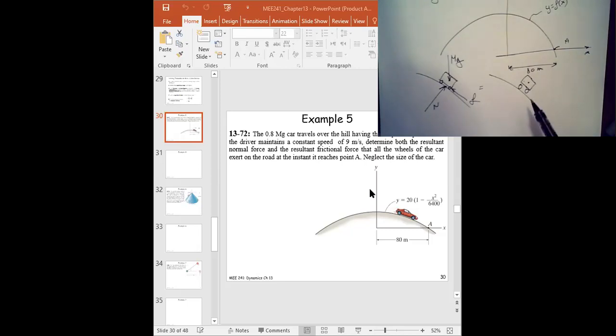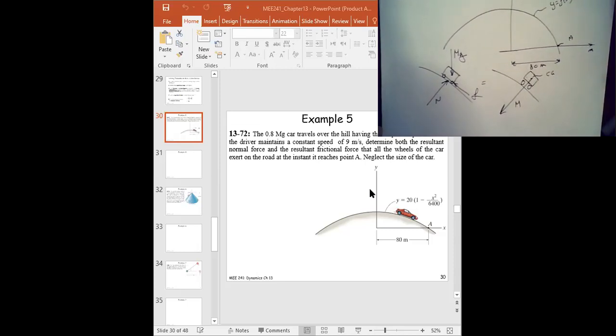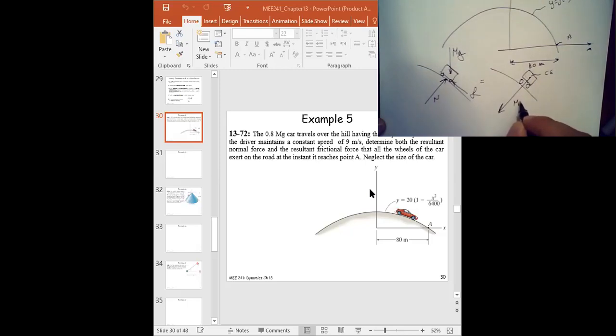Where is the point of application for that force? Center of gravity. Bravo. All inertial acceleration will have the CG. So this guy is going to go like this, right? And this guy is what? M times what? V square over R.